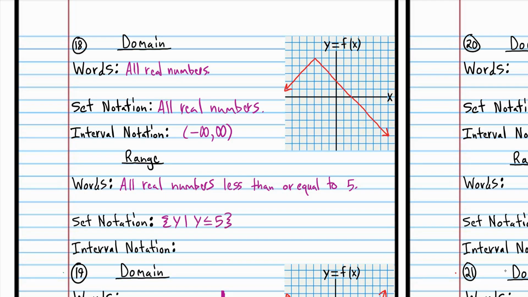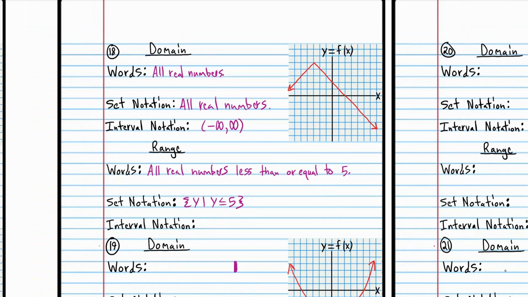Again, the range is all the y values of the points on the graph. In interval notation, we say -infinity, comma, 5, and we need a bracket on the 5 because 5 is a y value that is on that point, which is on the graph.